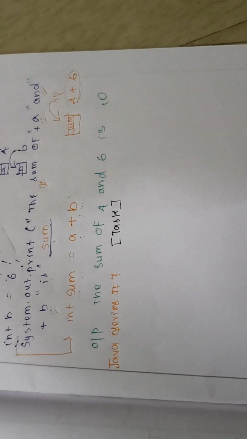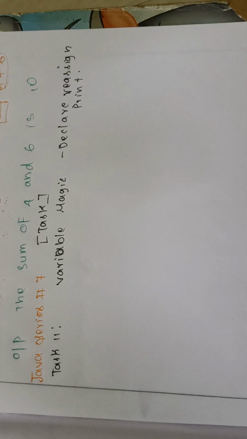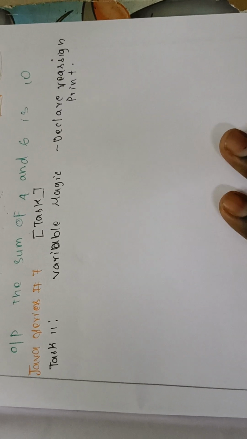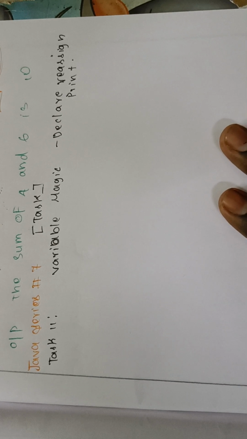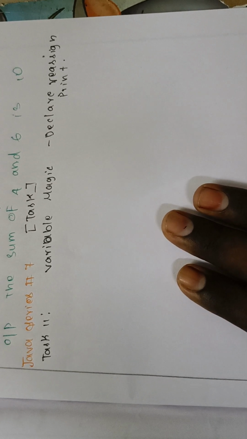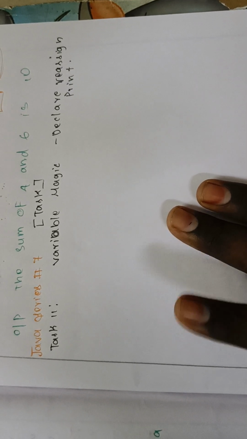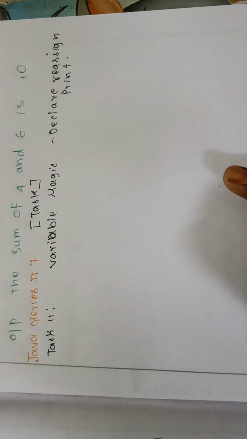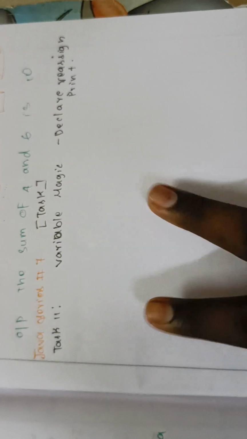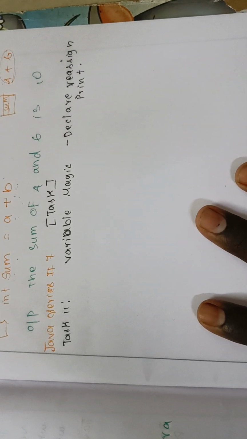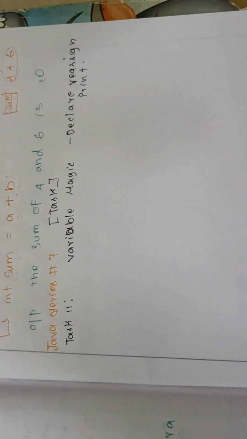Your task level is this: variable magic. This is one of the interesting things in Java. Listen. Variable magic means, for example, declare, reassign and print. How? Declare a variable and assign its value. Then you have to change the value, and you have to print both of them. You have to do these three things in a single task.